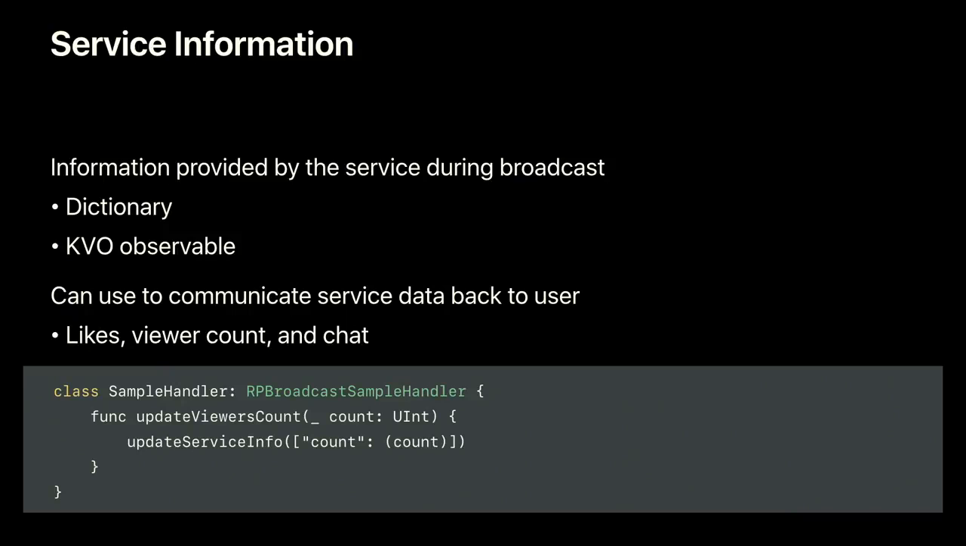You would just put this data in a dictionary and use the function called update service info from within your extension. That dictionary would be available to the application as a property of the broadcast controller. The name of the property is service info, and it's KVO observable, so you can monitor this and update the UI appropriately. This is it for the live broadcast API overview.